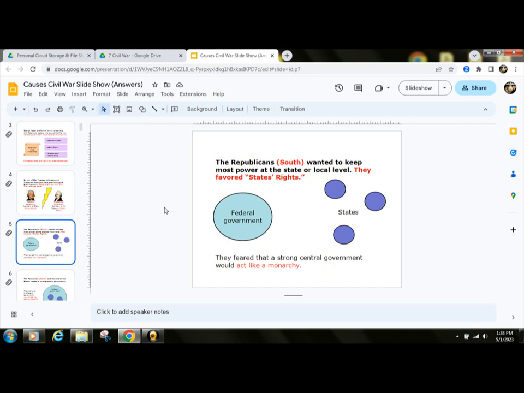So in class, I've drawn this on the board many times. The Republicans in the South wanted to keep the most power at the state or local level. They favored states' rights. So you can see by the visual here, of course, we have a federal government. That's the Constitution, but they felt it would be important for the states to have some separation. And they feared a strong central government would act like a monarchy.